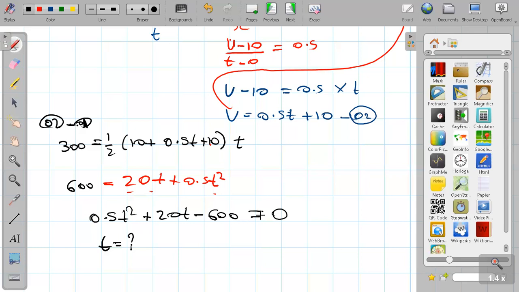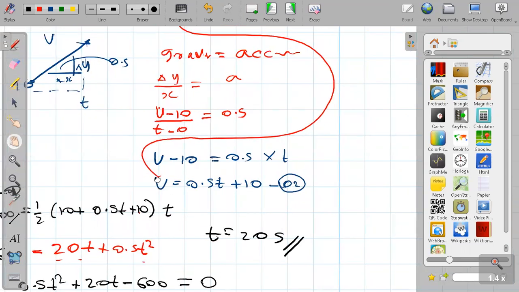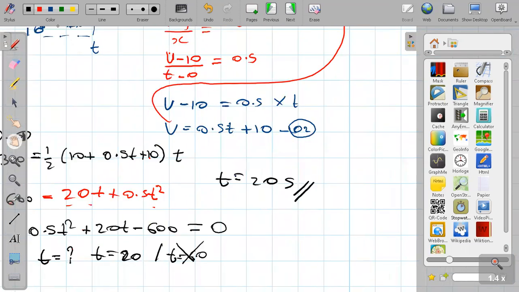Okay, two answers come. One is t equals 20, the other is t equals minus 60. I can't take the answer minus 60, children. So I reject that and take 20. So t equals some 20 seconds. Having found t, I just need to apply this result here to find v. v equals 0.5 times 20 plus 10. It's going to be v equals 20 m s^-1.